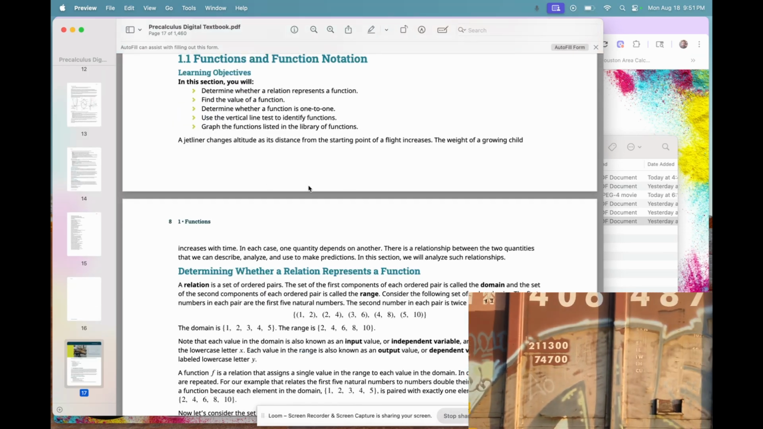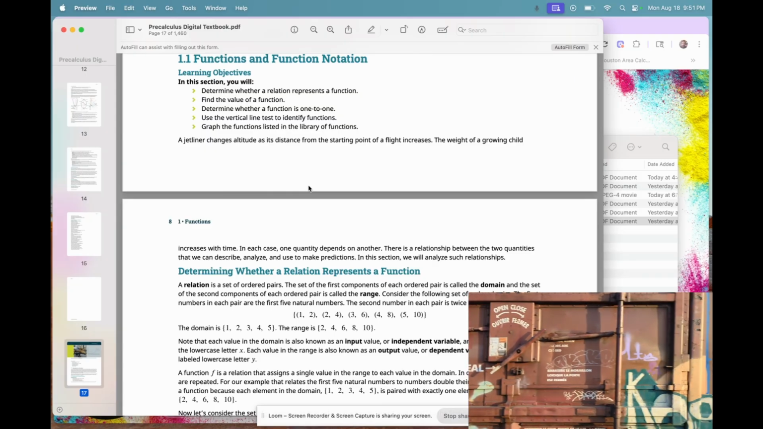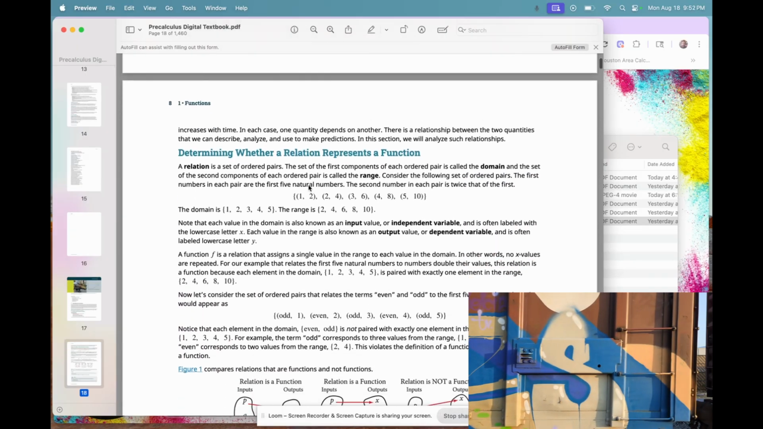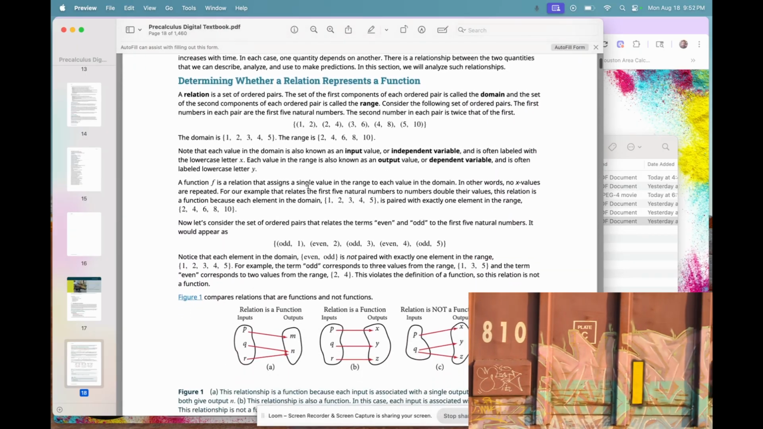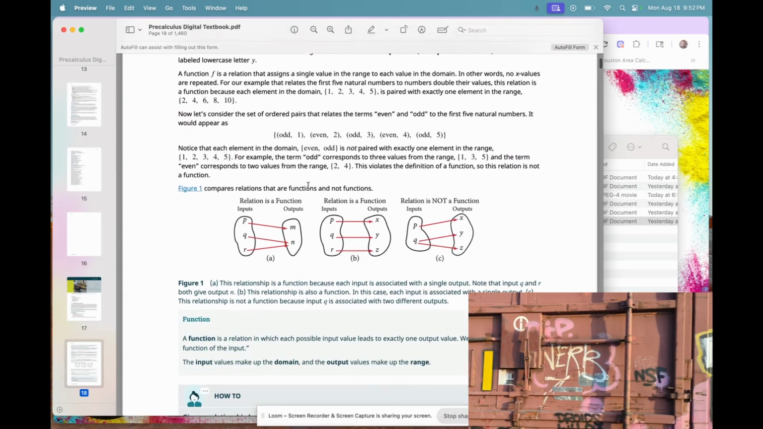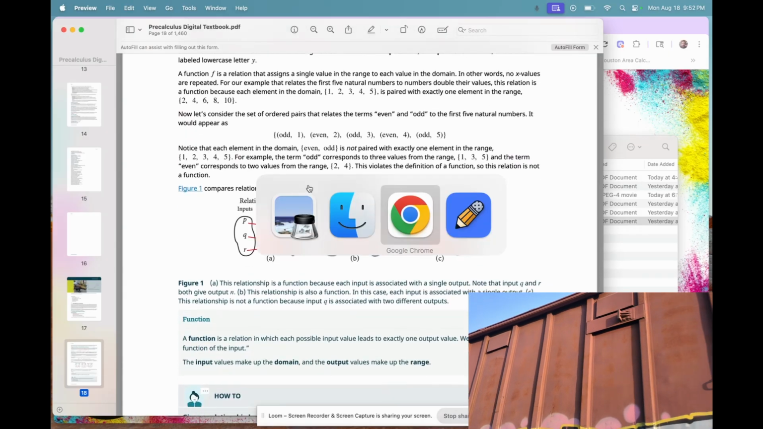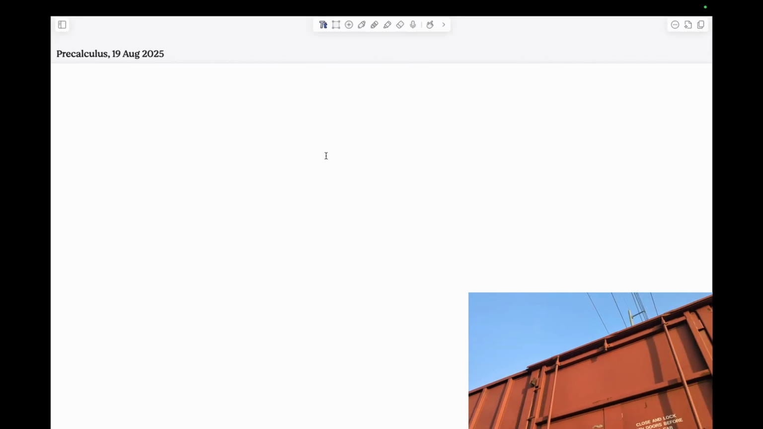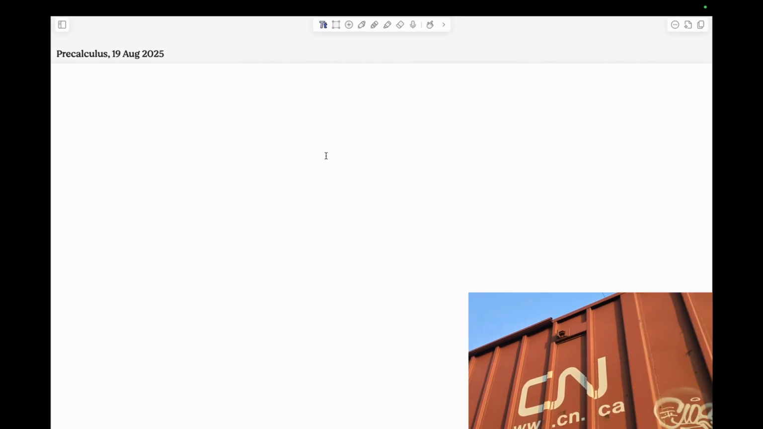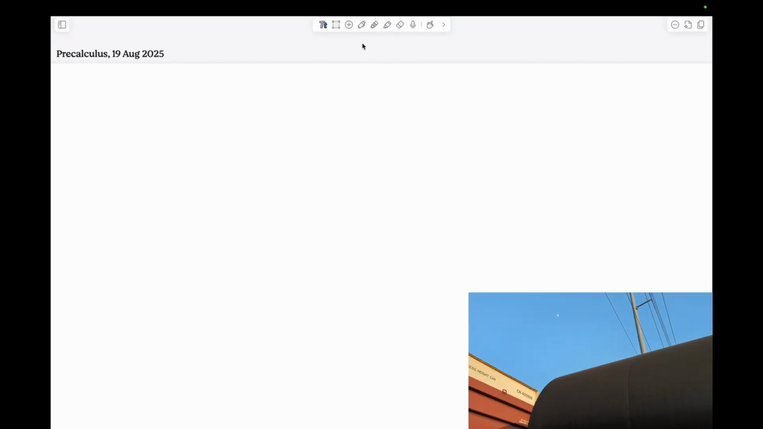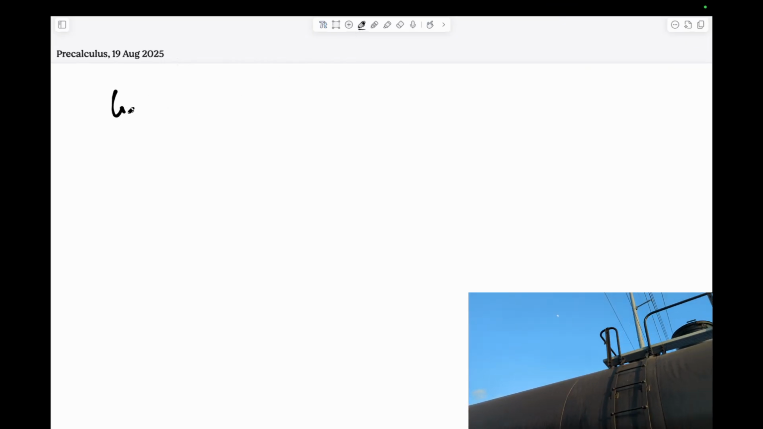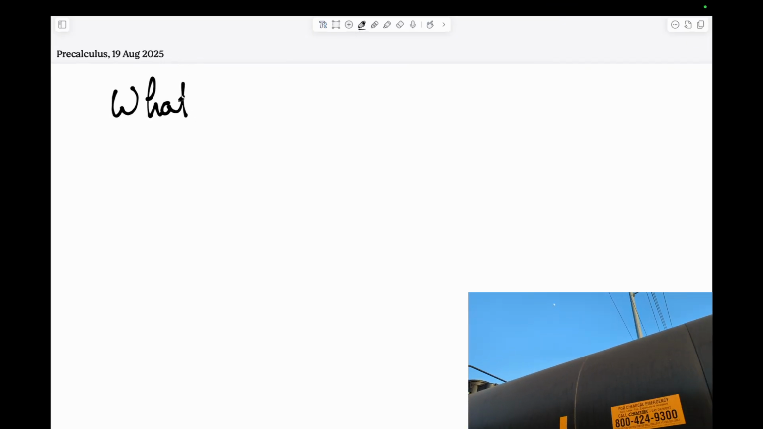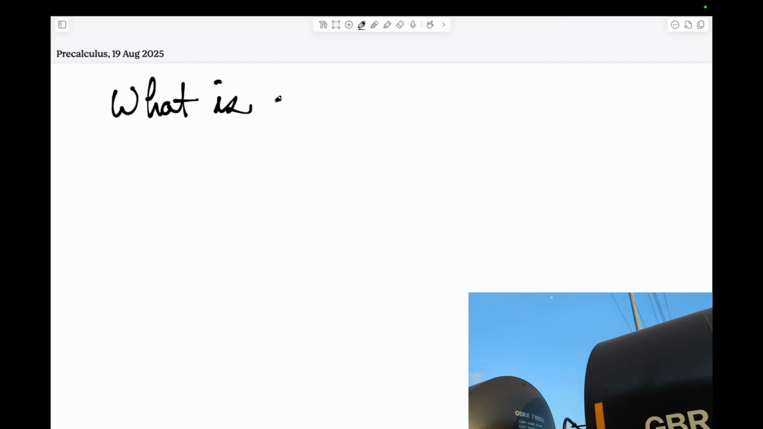This is something we should go through and make sure that we remember and are familiar with, and if there's anything new or interesting. And a topic I'd like to cover for today is: what is a function? So I'll write that down here, get the notes going. What is a function?